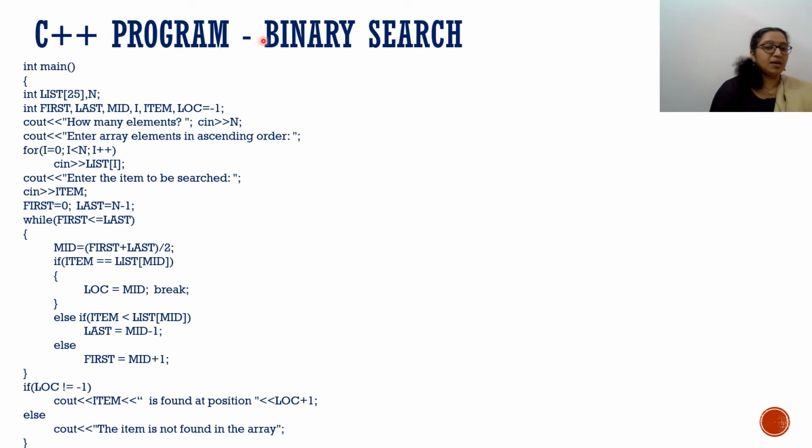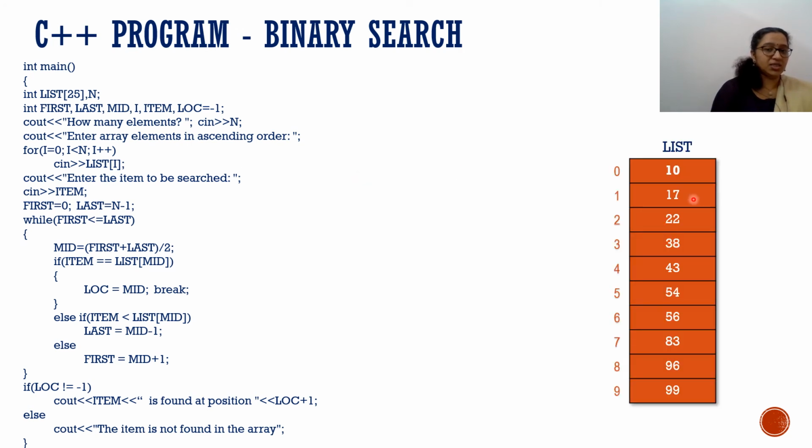Okay, here one more example we can check. The program is same and the array list. This is the array. It's in sorted order. 10 elements are there, 0 to 9 index numbers. And the location is minus 1 and the item we want to find is 17. So the first step is we want to set the 0th as first and the 9 as last. After inputting the item, we want to set first is equal to 0 and last is equal to n minus 1.